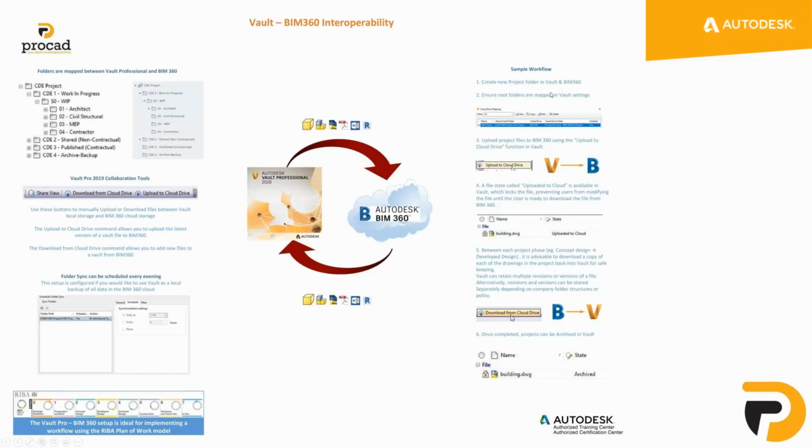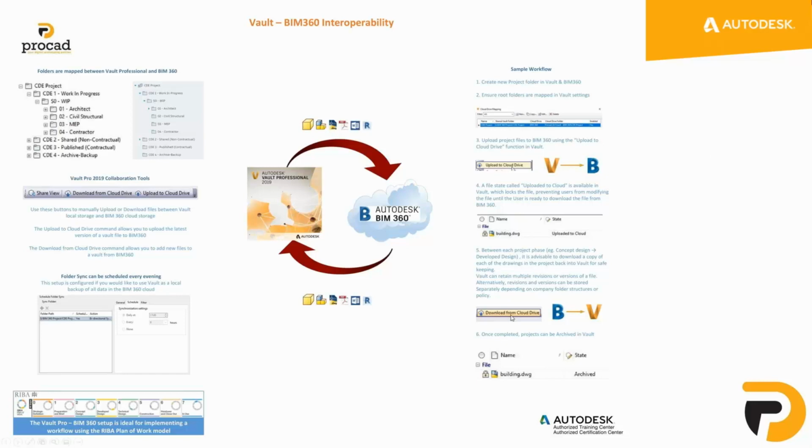Over here, just a quick sample workflow. Create a new project folder in BIM 360. Ensure the root folders are mapped. Again, I mentioned that already. Upload to BIM 360 using the upload to cloud drive. The file is uploaded to cloud, and is available in Vault. We could set up a state called uploaded to cloud drive in Vault, which essentially would lock the file. It's kind of like having a release version of the file, but it's not going to increase the revision. This is just so that guys in the office are aware that this file is uploaded to the cloud, and that the guys working on it are working on it via the cloud platform.